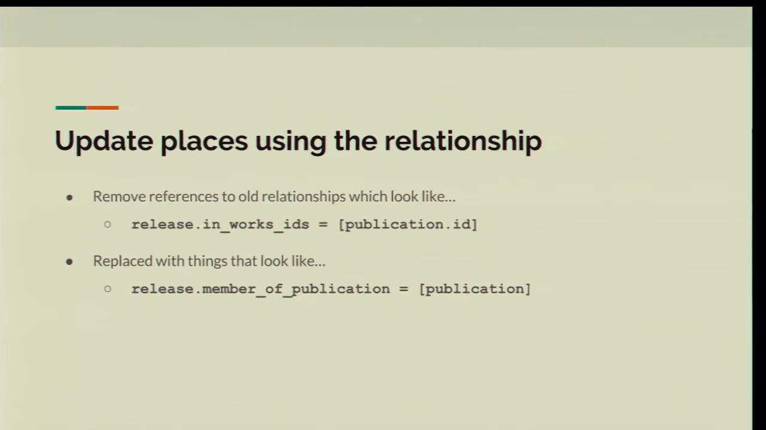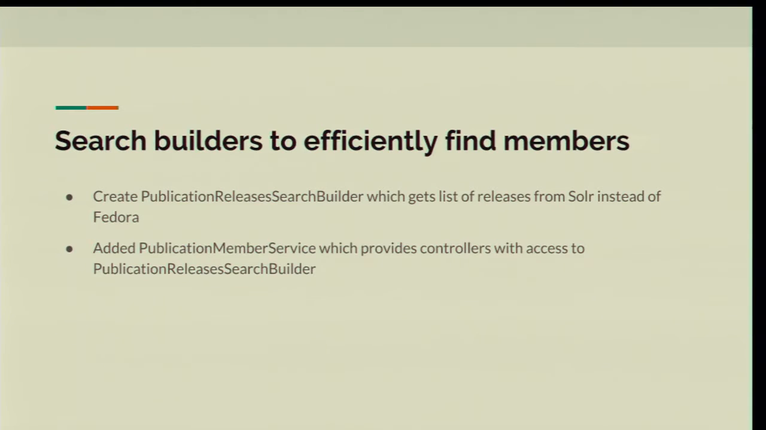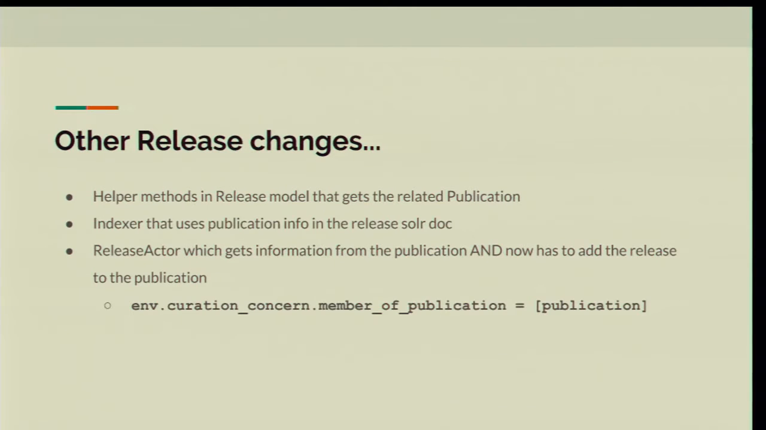So now we're doing member of publications instead of the other way around. When I say member of publications, I have a method that does the relationship in the other order, so the member knows about the parent. We also had to make some changes to a couple of other things. We added a search builder and a search service that wraps the search builder, but basically we now have a Solr search that will go out and find all the members instead of having to go through Fedora to find it. So that was another performance improvement we did.